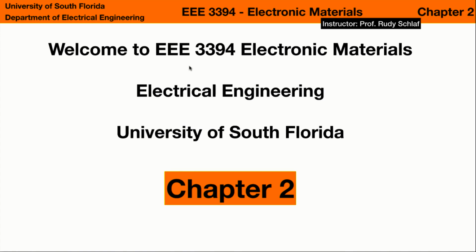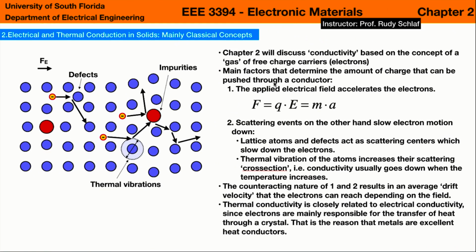Welcome to Electronic Materials. This video is about Chapter 2. In Chapter 2 we are discussing electrical and thermal conduction in solids, and we'll do that based on classical concepts. We know from Chapter 1 that metallic bonding gives us a crystal structure that consists of metal ions that are permeated by a free electron gas.